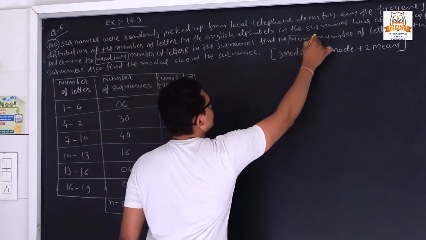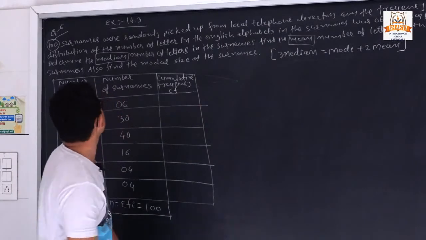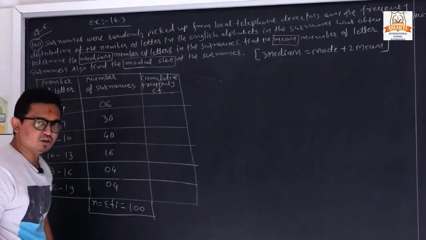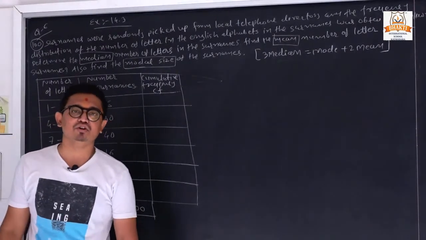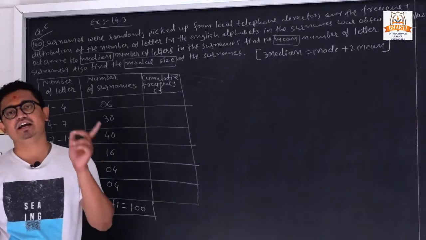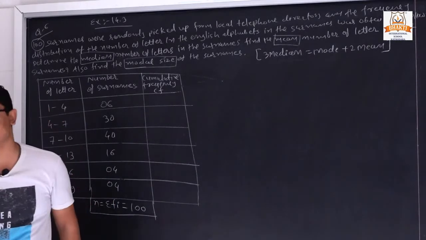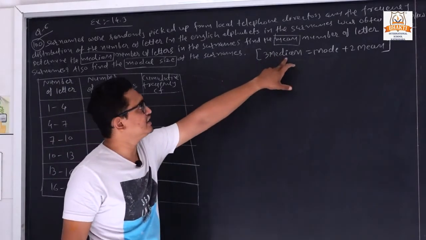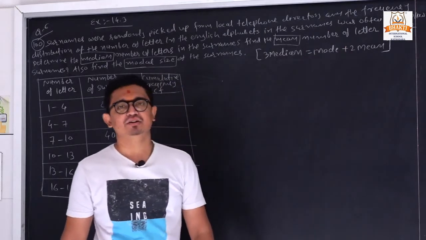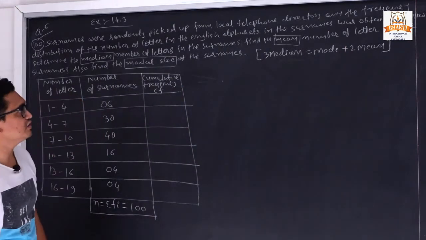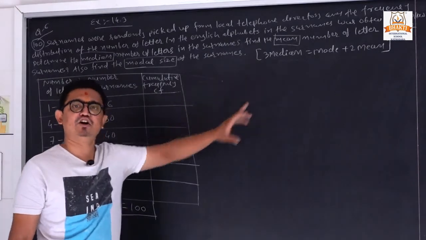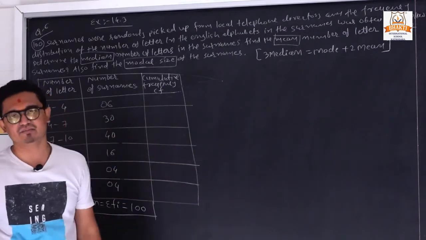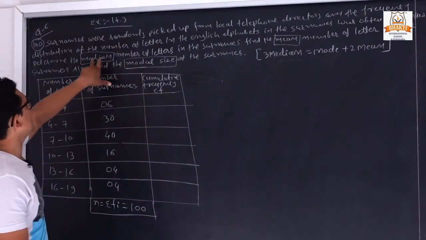We also need to find out the value of the mean number of letters in the surname, and also find the modal size, meaning mode. So in this sum we need to find out three things: mean, mode and median. So we are starting with median, and we are also using the formula 3 median is equal to mode plus 2 into mean. So we can directly find out the value of mean from this formula. We cannot use the assumed mean or step deviation method, as it is a very lengthy sum. Clear? So first of all we find the median.